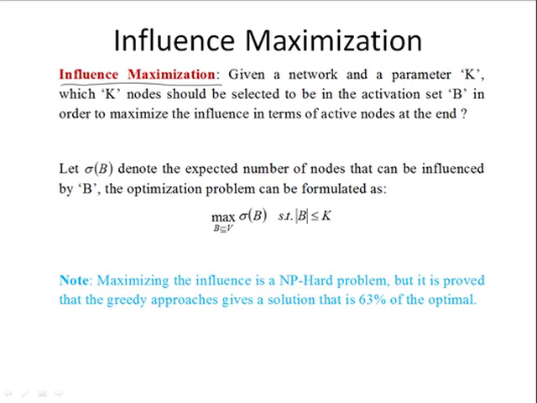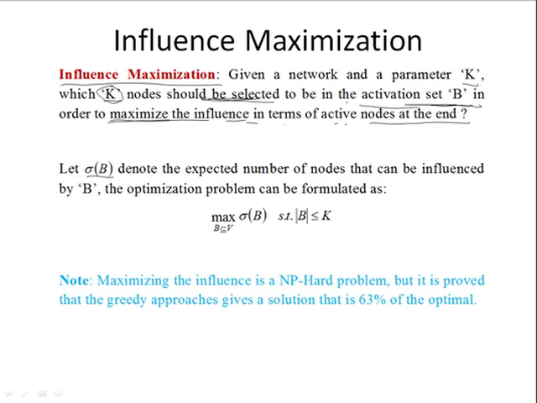Given a network and a parameter k, which k nodes should be selected to be the activation set B in order to maximize the influence of active nodes at the end? Influence maximization means questions like which k nodes should be selected to be in the activation set B in order to maximize the influence in terms of active nodes at the end.